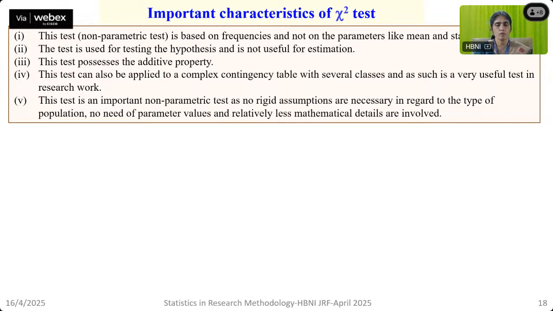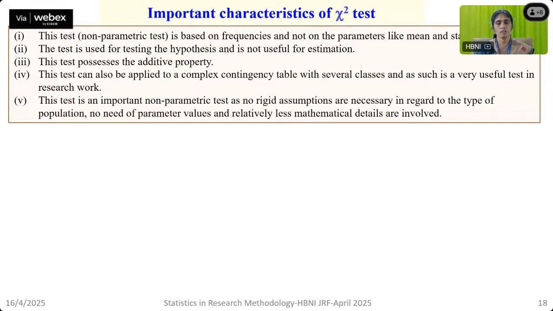This test possesses additive property. For example, if we have certain degrees of freedom in a particular set of data and later on we keep adding data set to this one, you can modify the chi-square value as the degrees of freedom gets expanded as well as the cumulative chi-square also. You can just keep on adding. The additive property is valid for this statistic.